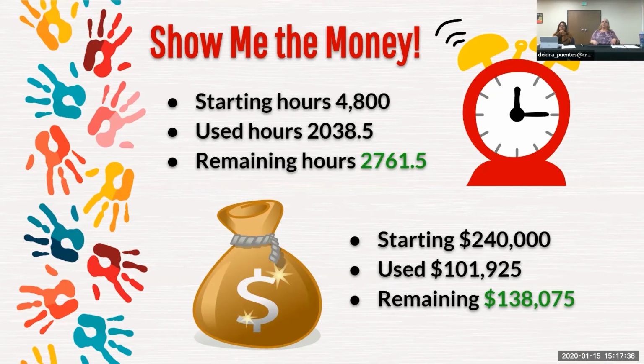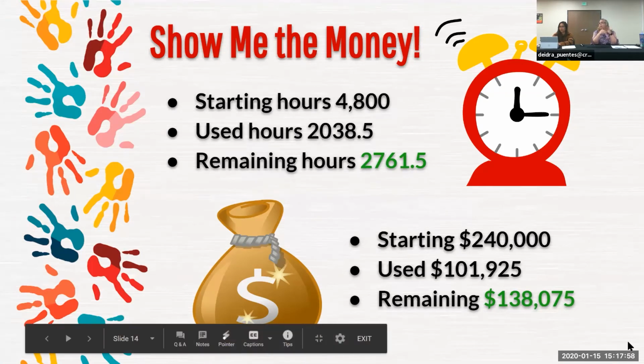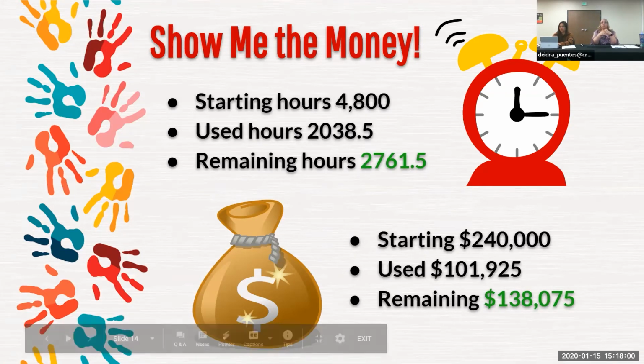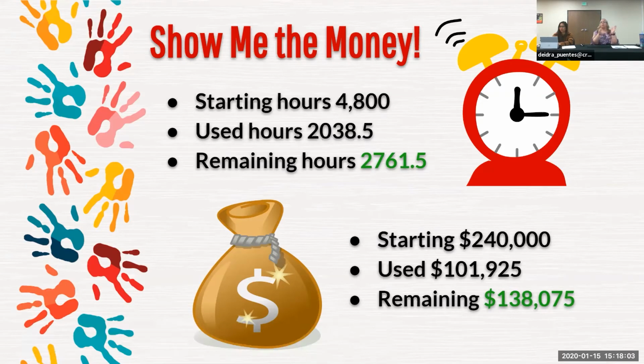So the show me the money slide shows the number of hours that the grant started with at the beginning of this academic year. We started with 4,800 hours. We have logged 2,038 hours. So that means we have a remaining 2,761 hours to be used in the third and fourth quarter. Now, I come from retail way back when, and it was always use or lose. If you have money to use, you better use it, because the next year they will lessen the amount they give you if you didn't need to use it. So I want to make it as easy as possible for everyone to be able to expend their hours.